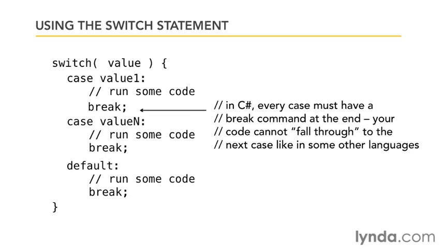The reason for this is because the designers of C# did a whole bunch of studying of where bugs come from in programming logic. And it turns out that a lot of bugs can be traced back to developers mistakenly leaving out break statements in their switch cases when they probably shouldn't have. So the C# language enforces this. You have to have a break at the end of each one of your cases.